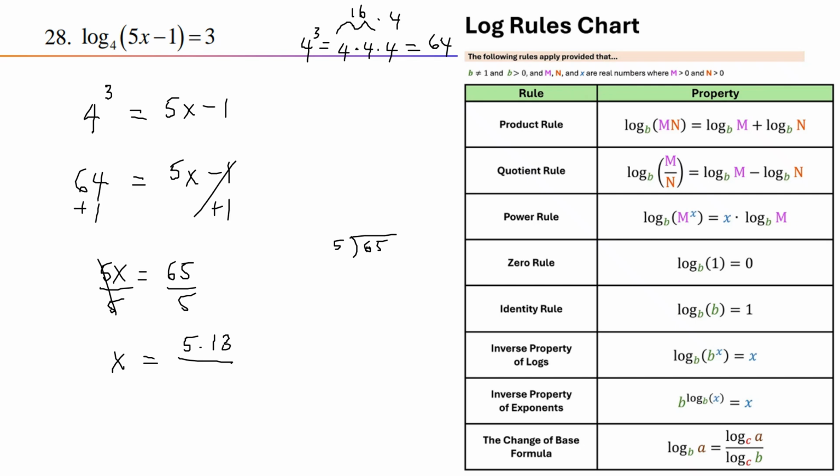Or by long division: 65, 6 divided by 5 is 1. 1 times 5 is 5. Subtract, bring down to get 15, divided by 5 is 3. 3 times 5 is 15. Remainder 0. Okay, so 5 times 13 over 5 times 1 at the bottom. Cancel the 5. 13 divided by 1 is 13.